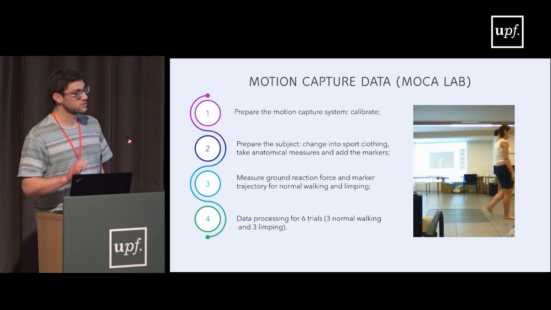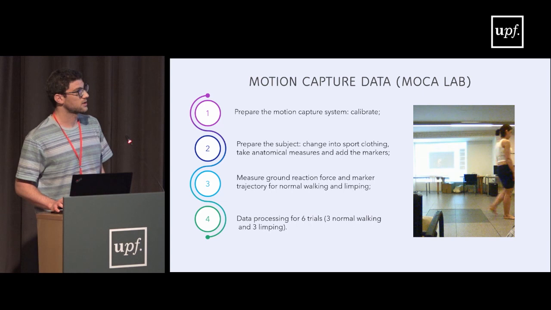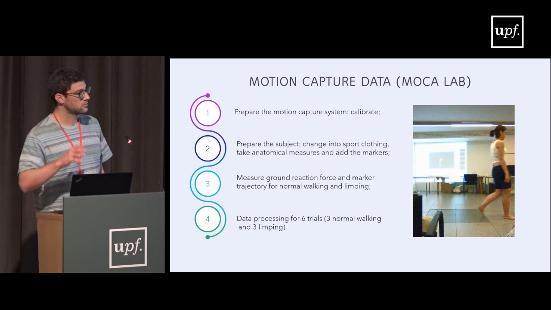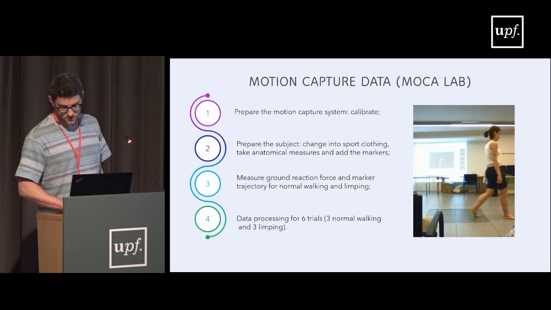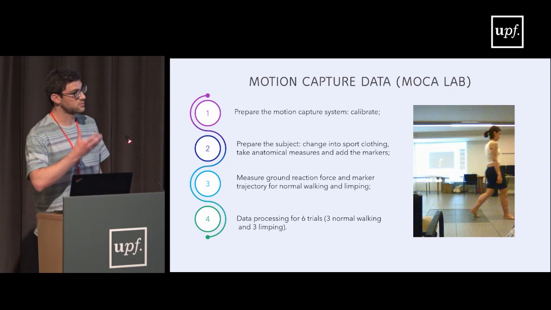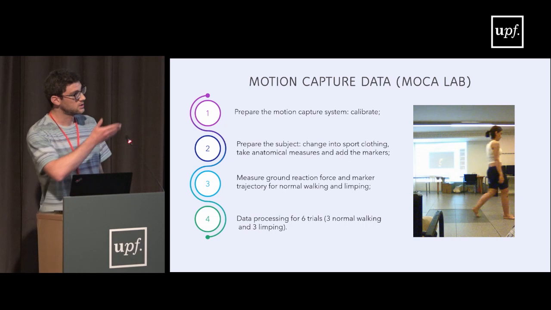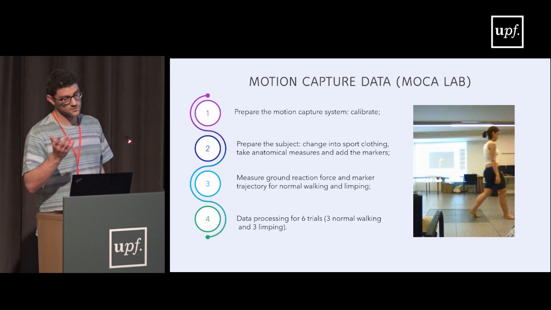You can't really see it on this image, but these reflective markers are captured by infrared cameras, which measure, or basically reflect, where this individual is in space. And on the ground here, these gray rectangles are force plates to measure the ground reaction force of the individual walking over the plate. In this example, we have normal gait, and we took three trials of that, and also three trials of this individual pretending to limp to simulate two different types of conditions.